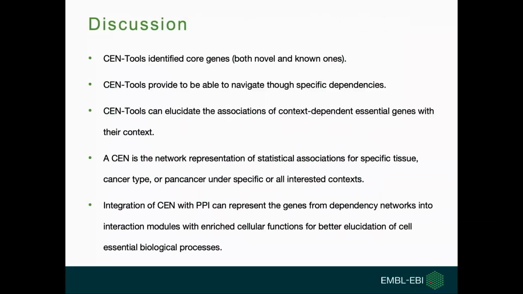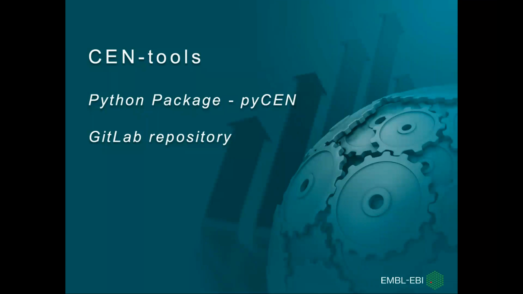to answer biological questions. So for a discussion, CEN-tools identifies core genes and context-dependent essential genes, and using our website, you are able to navigate through different specific dependencies, or you can create your own CENs for a specific tissue and cancer type. Or if you have any other studies, for example signaling-based studies, you can directly use the essentiality associations to integrate with them, because as we showed, there are meaningful results coming from this. And also, if you have your own data, you can use our Python package.